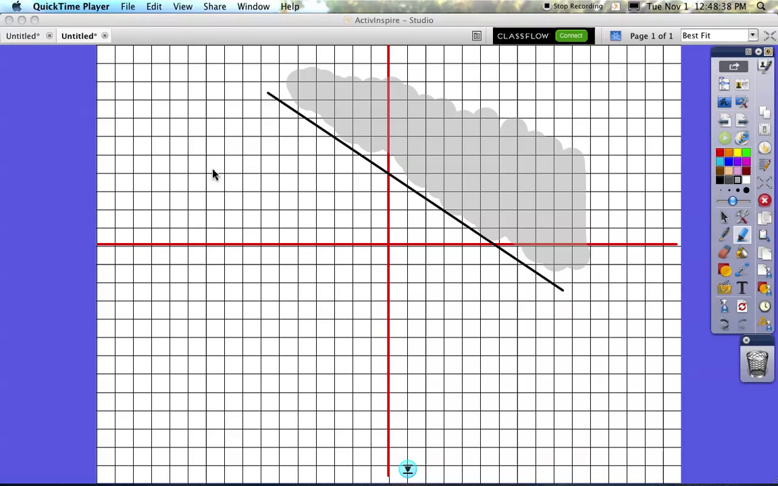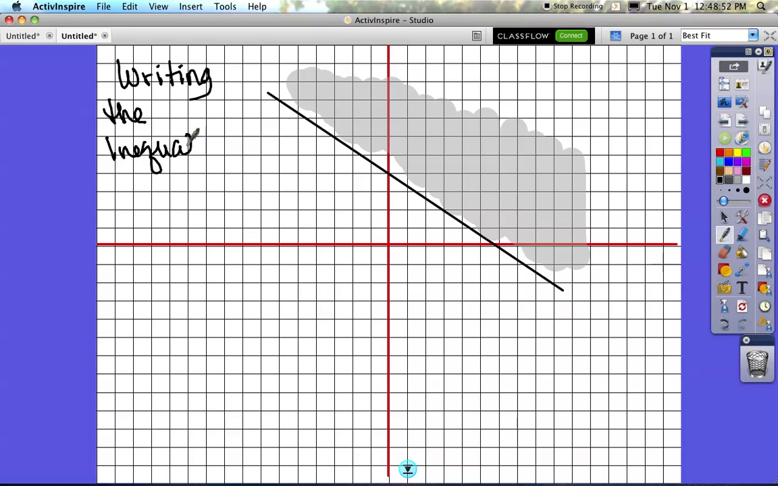The lesson today, we're going to be writing the inequality from the graph. Now, the good thing about this is you can write it in one form. So you know how we graphed it from two different forms. Can anybody tell me the two different forms, the names of them?